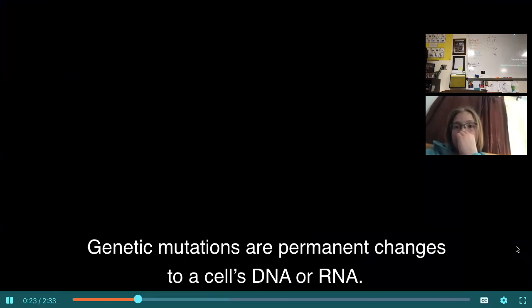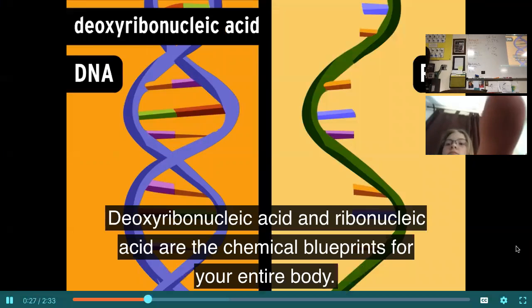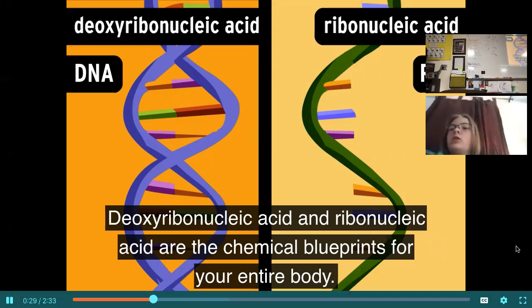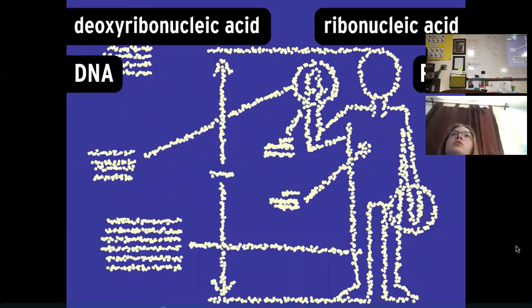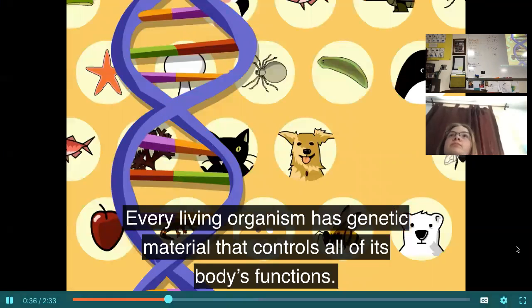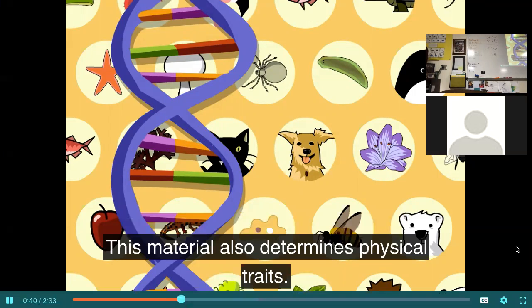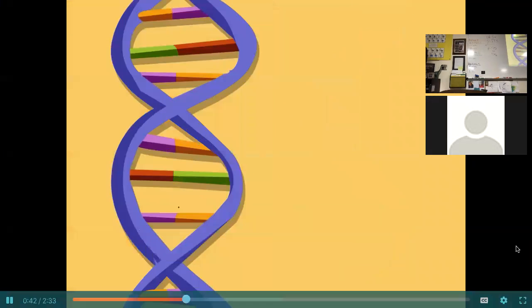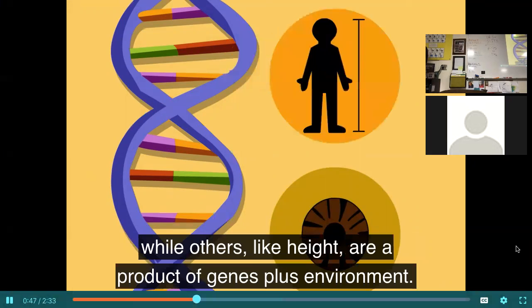Genetic mutations are permanent changes to a cell's DNA or RNA. Deoxyribonucleic acid and ribonucleic acid are the chemical blueprints for your entire body. Every living organism has genetic material that controls all of its body's functions. This material also determines physical traits. Some, like eye color, are completely controlled by your genes, while others, like height, are a product of genes plus environment.